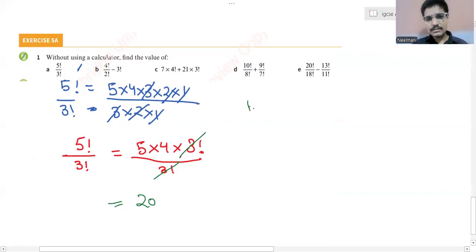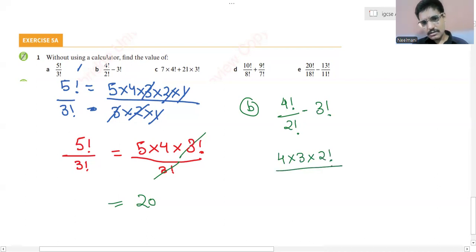Let's see the second one: 4 factorial upon 2 factorial minus 3 factorial. How would you do this? You would do it this way: 4 into 3 into 2 factorial upon 2 factorial minus, what is 3 factorial here? 3 into 2 into 1. So you just cancel this out. You're left with a 12 and a 6 here. Your answer is straight away 6.